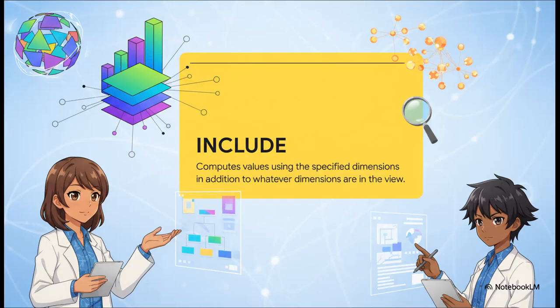Next, we have include. This keyword is our zoom-in lens. It computes values using whatever dimensions are already in the view, plus any extra ones you specify inside the expression. It's perfect for when you need to dig a little deeper than what your chart is showing on the surface.